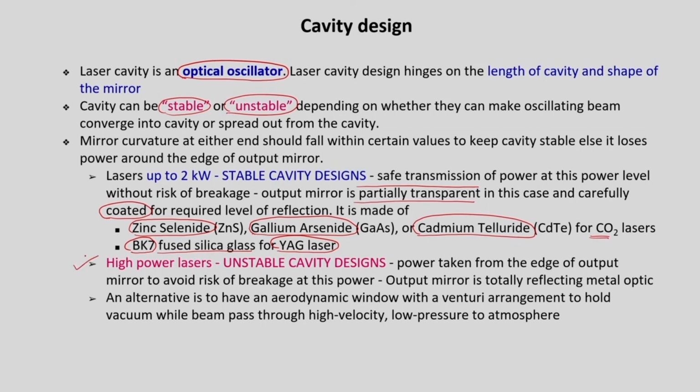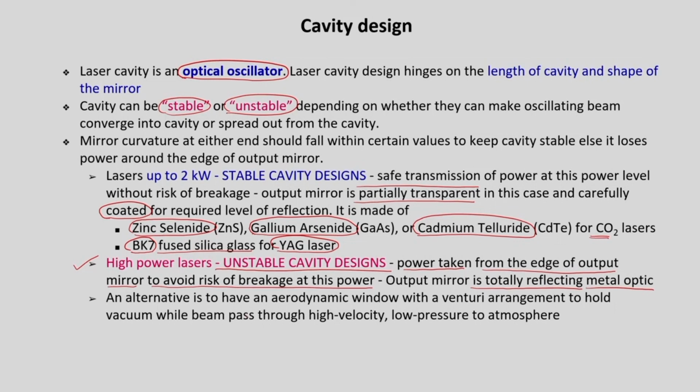In the high power range, for high power lasers, the unstable cavity design is used, and the power is generally taken from the edge of the output mirror to avoid the risk of breakage at this power. So, this divergence is expected, it is desired. So, to avoid the damage to the system, the output mirror is totally reflecting, it is a metal optic we are using here, but from the annular region we are taking out the laser beam for our application.